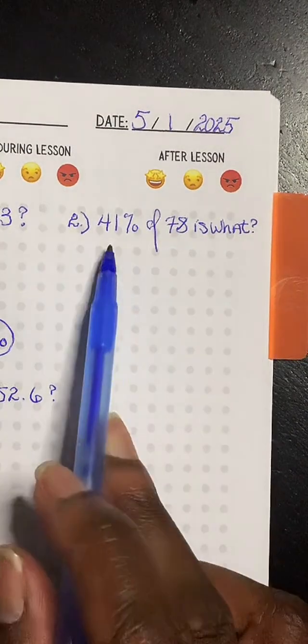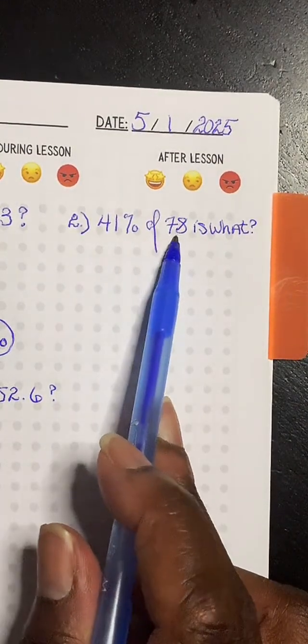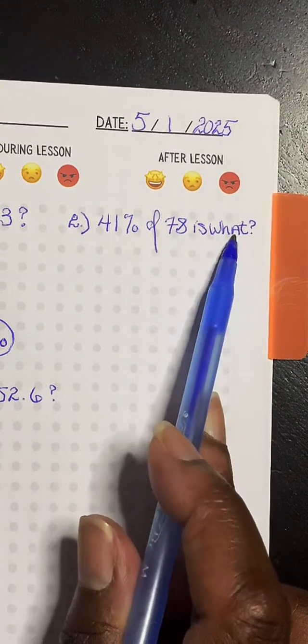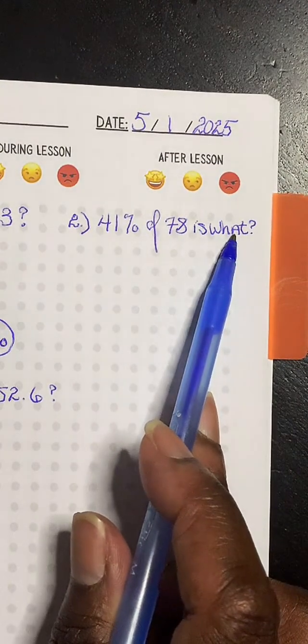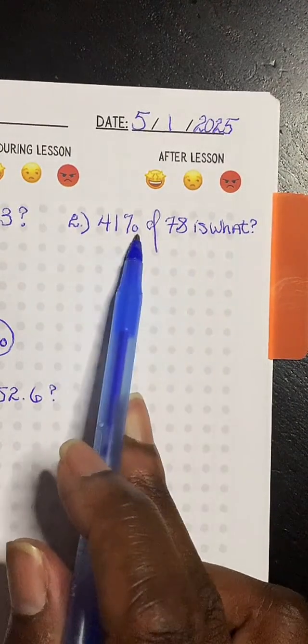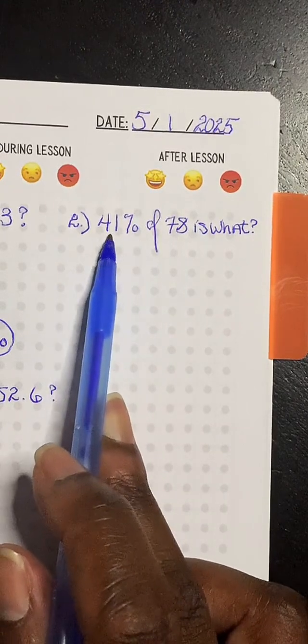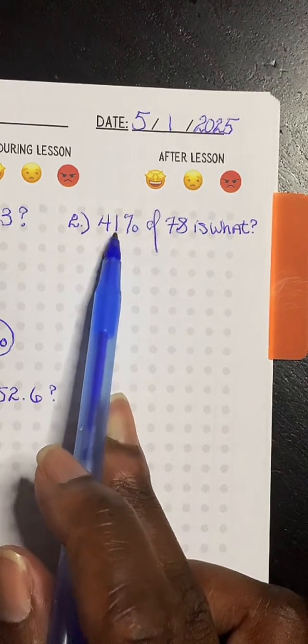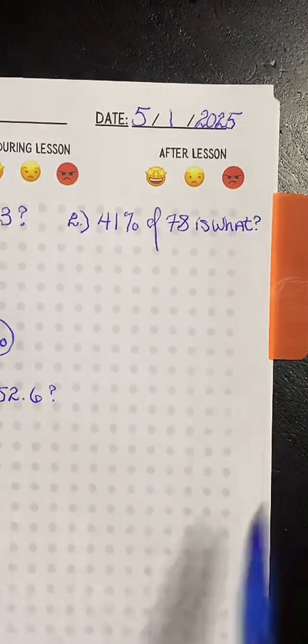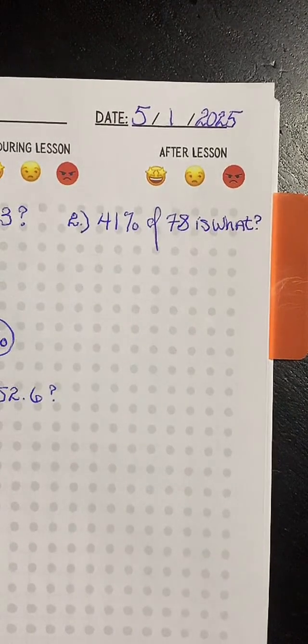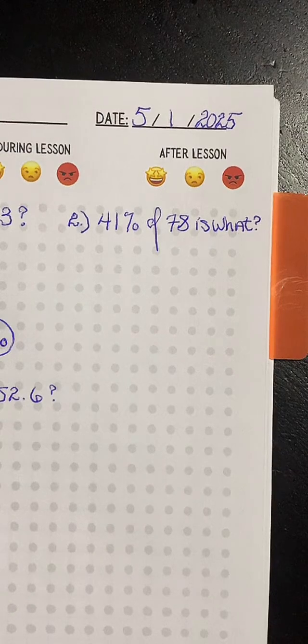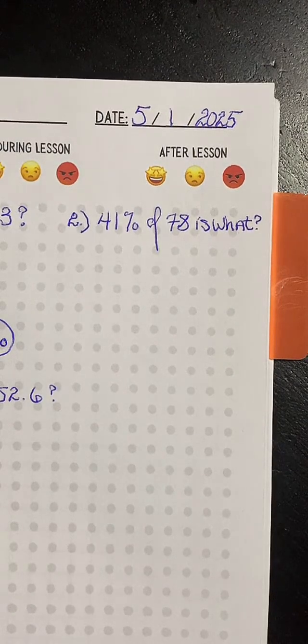All right. So now we have 41% of 78 is what? What is going to be your X? So we have 41%. They started off as a percent. So we need to change this to a decimal. What would 41% be as a decimal? Put it in the chat. What will 41% be as a decimal?